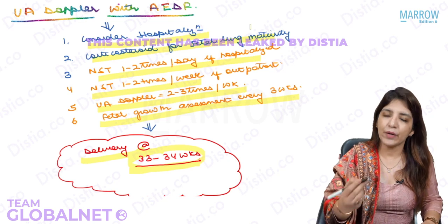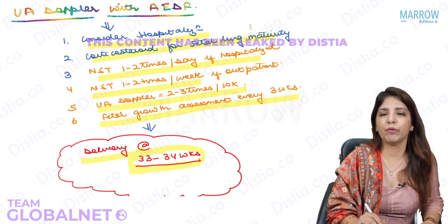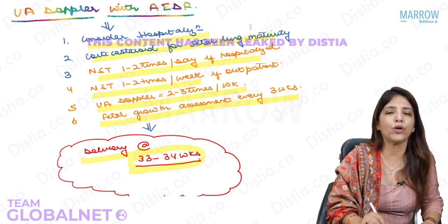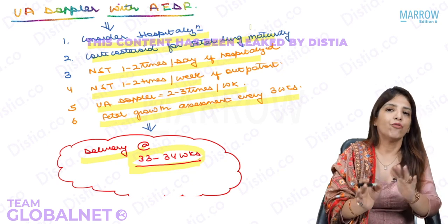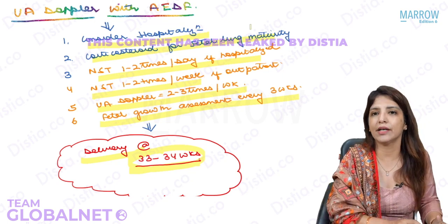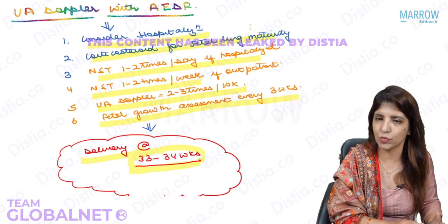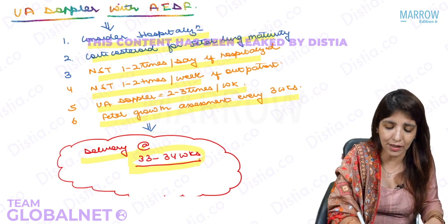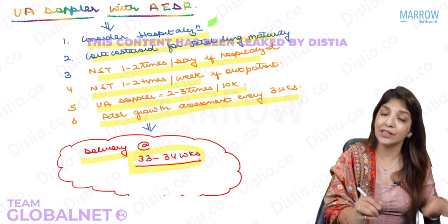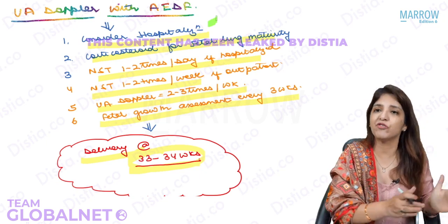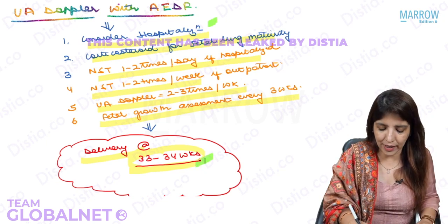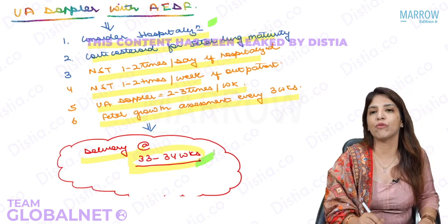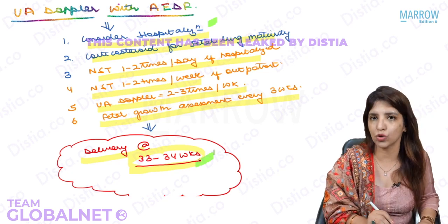Now I'm going to tell you how you're going to follow up a pregnancy when the Doppler shows reversed end diastolic flow. See, everything that I told you for absent end diastolic flow holds true for reversed end diastolic flow as well. So everything is the same for reversed end diastolic flow also. The only thing is, over here I'm saying consider hospitalization, there you have to hospitalize the patient. And over here we are saying that the time of delivery is 33 to 34 weeks, there we say that the time of delivery should be between 30 to 32 weeks.